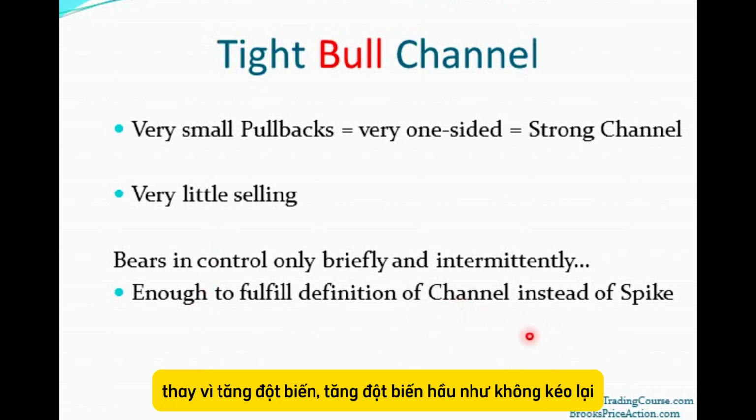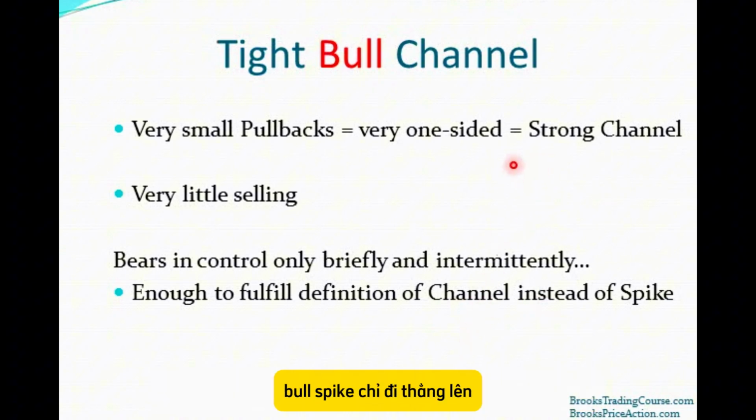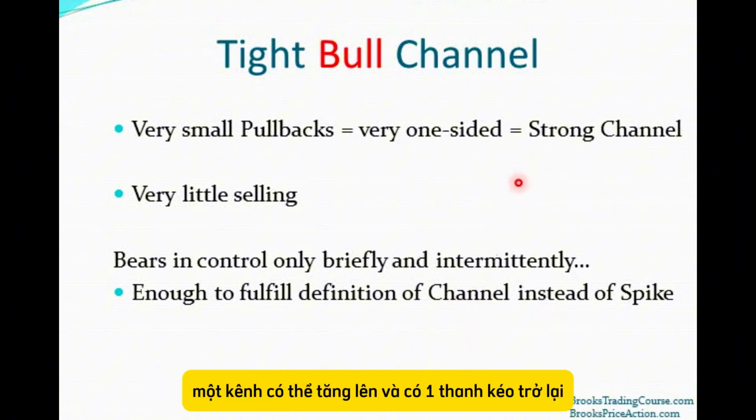A spike, there's virtually no pullback. A bull spike just goes straight up. A channel might go up and have a one-bar pullback, and then up again, another one-bar pullback.